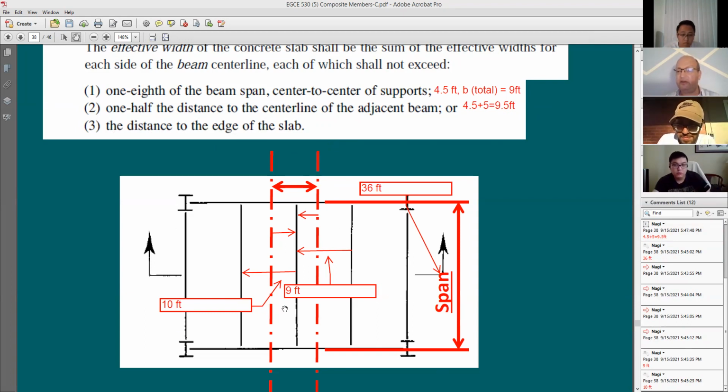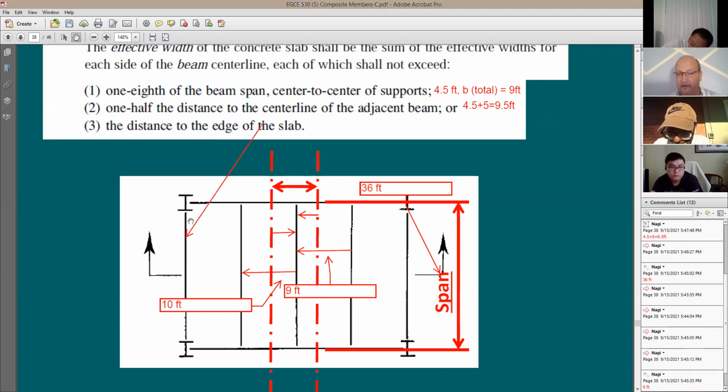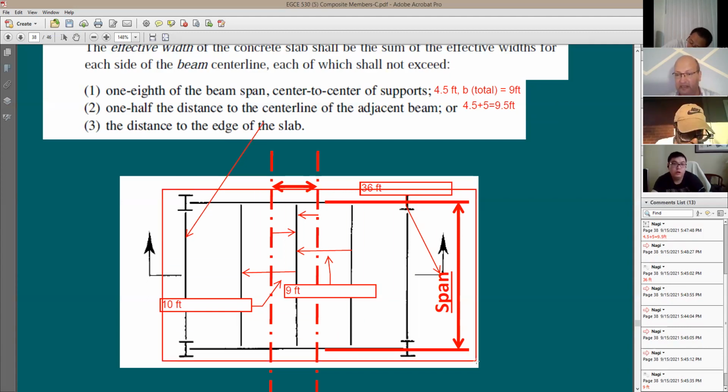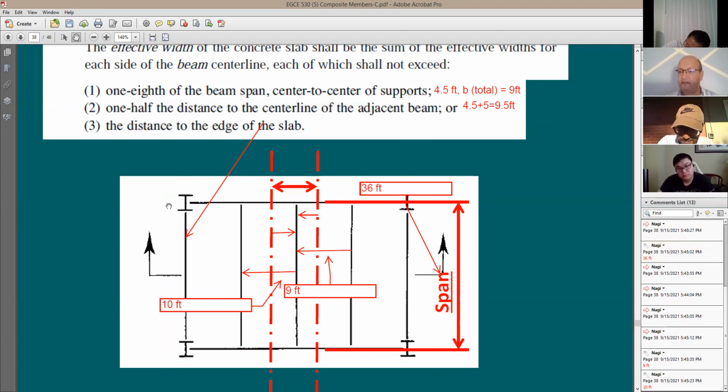I'm working on this interior beam, so this doesn't apply. This condition would apply if you have this beam, and sometimes the concrete slab sticks out like this. So on one side this is gonna be 5 feet, and the left side is gonna be maybe a foot or so, so you just add it to it. So this here is gonna be the effective width that you need to use for your concrete slab.